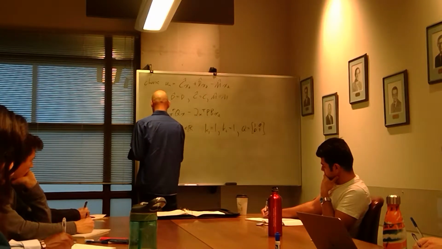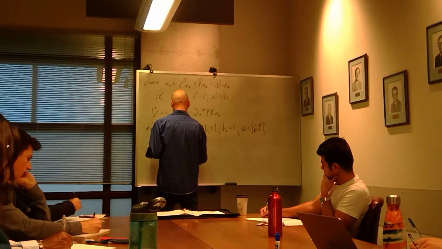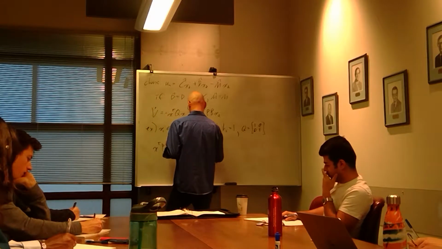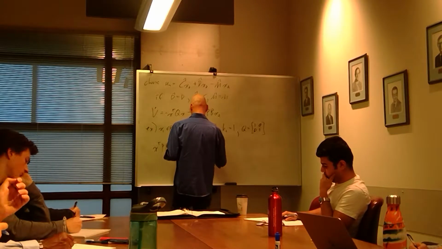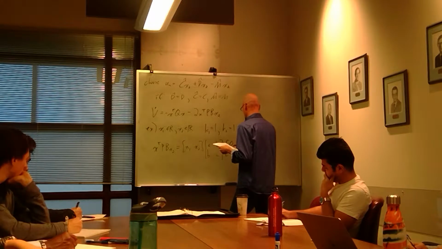So in this case, x transpose P B x2 would be x1, x2, and P is just a symmetric matrix, so I'll just use 3 coefficients.